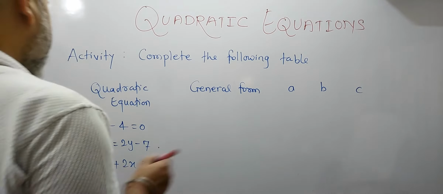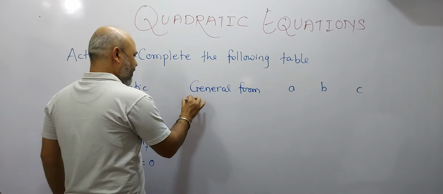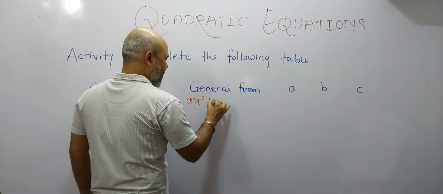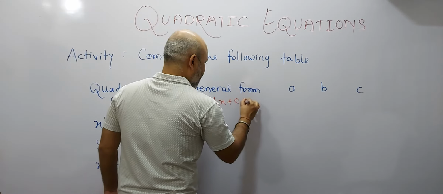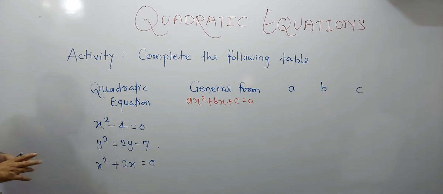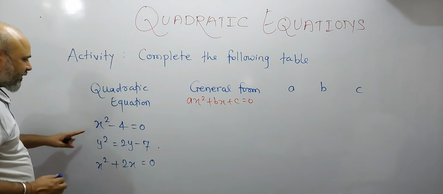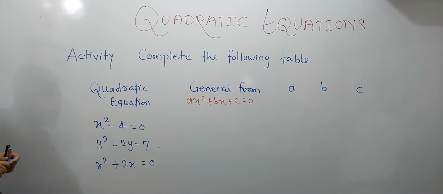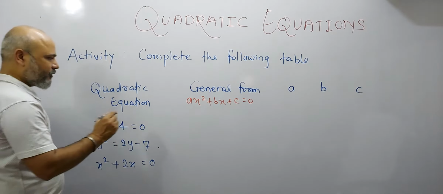You will write all the equations in the general form. What is the general form? That is ax square plus bx plus c is equal to 0, and then you will find the values of a, b and c. So this is the first equation, that is x square minus 4 is equal to 0. Write this in general form.